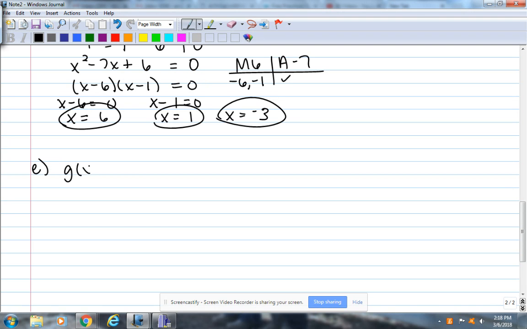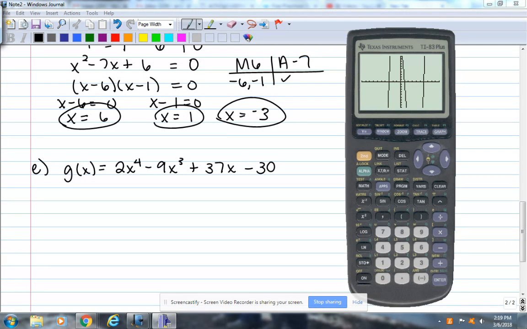G of x equals 2x to the 4th power minus 9x to the 3rd power plus 37x minus 30. All right, y'all pop that in your calculator. Clear it out. Go to y equals, hit clear. Make sure you use the big minus sign, not the little one. Now this one, it's a 4th degree polynomial.